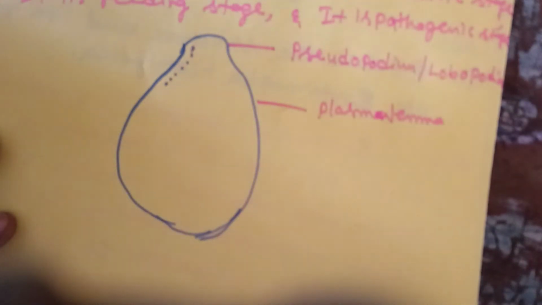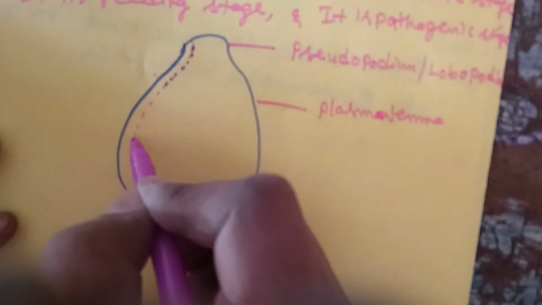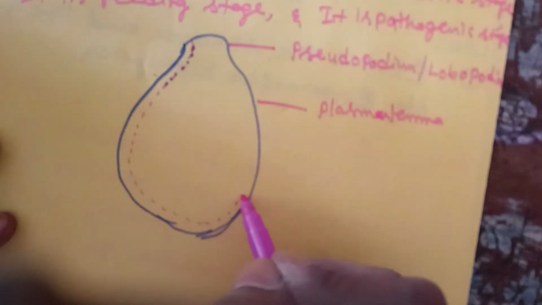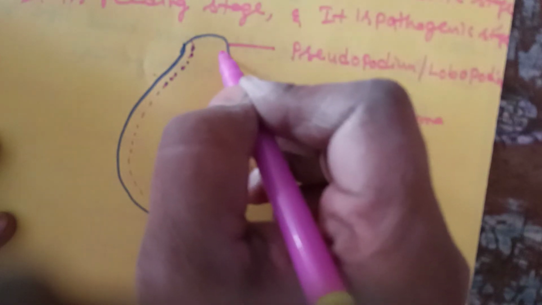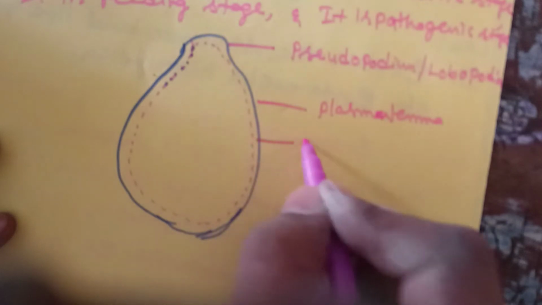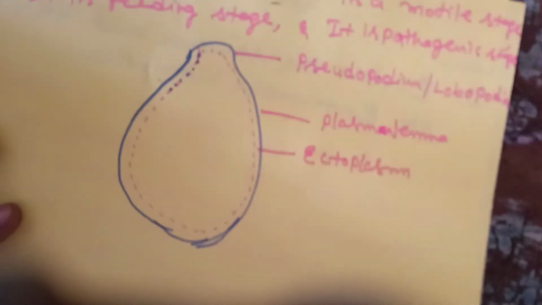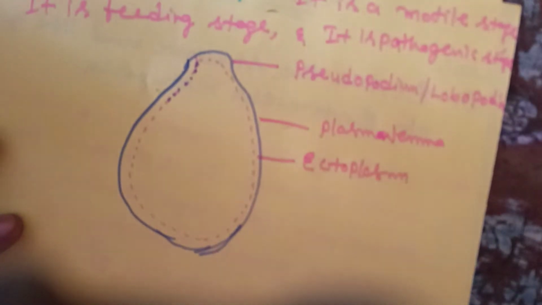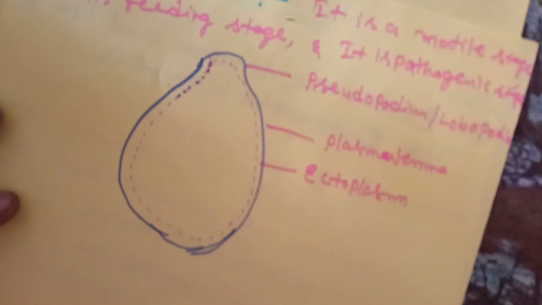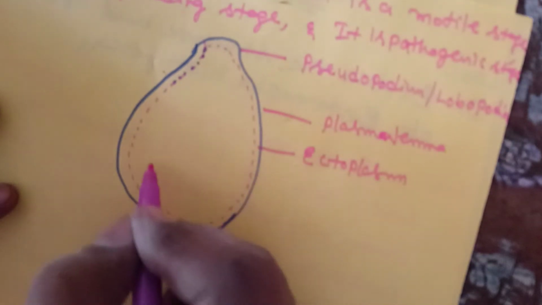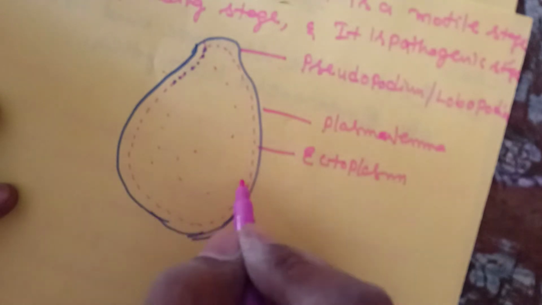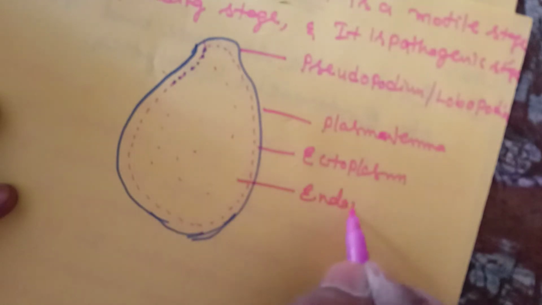Inside, this is the cytoplasm. The cytoplasm is divided into two parts. The outer part is called ectoplasm, which is non-granulous. The inner part is called endoplasm, with granules.